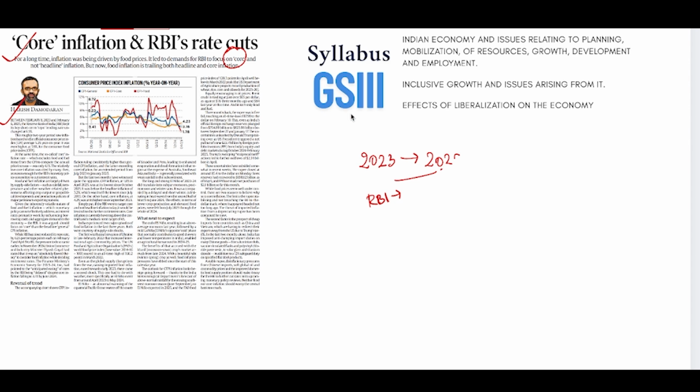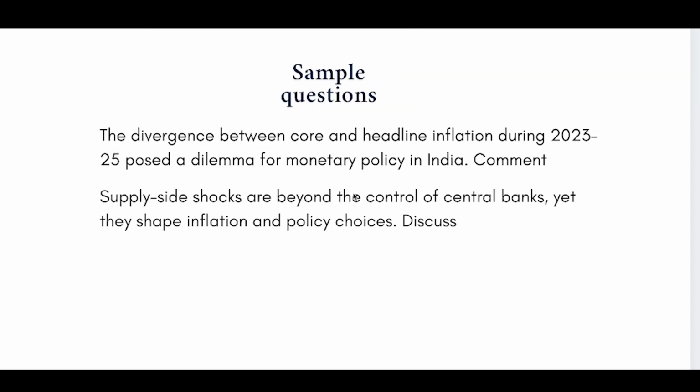It is important to do so because while doing so, you will be able to cover 3 specific lines of our syllabus: Indian economy and issues relating to planning, mobilization of resources, growth, development and employment; inclusive growth and issues arising from it; effects of liberalization on the Indian economy, because all of them have interconnections with each other. Also, after having gone through this discussion, you will be able to easily answer these 2 questions, which we appreciate you putting on our Telegram channel.